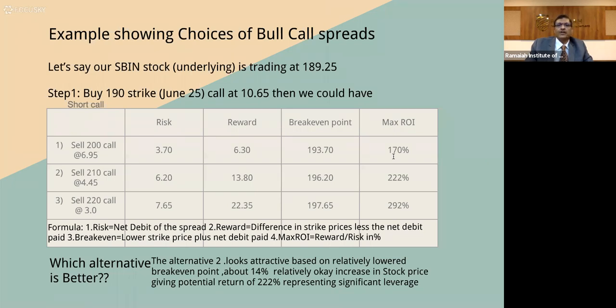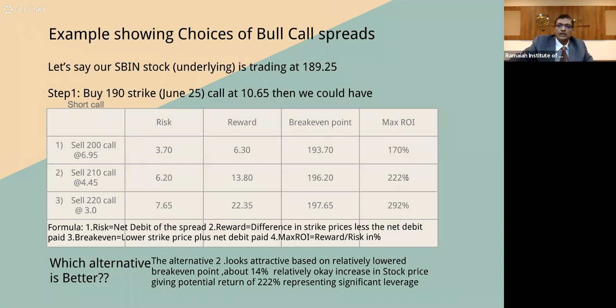SBI stock is trading at 190 rupees, 189.25 to be precise. I buy the 190 strike call at 10.65. And then let's say I have three choices. The first one is I can sell a 200 call at 6.95. And I've broken this column down into risk, reward, and a break-even point.